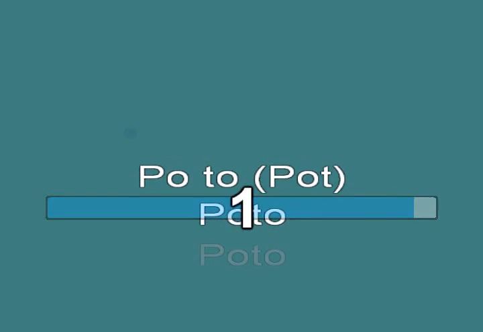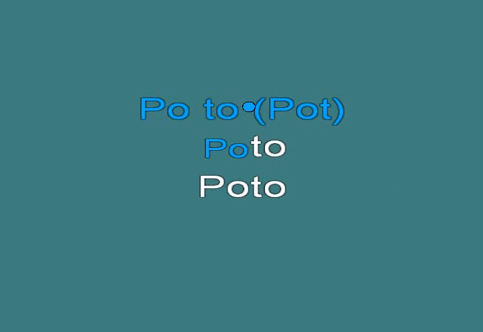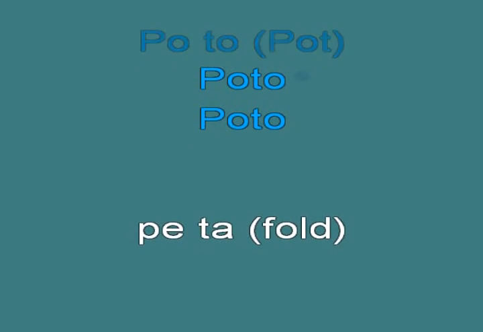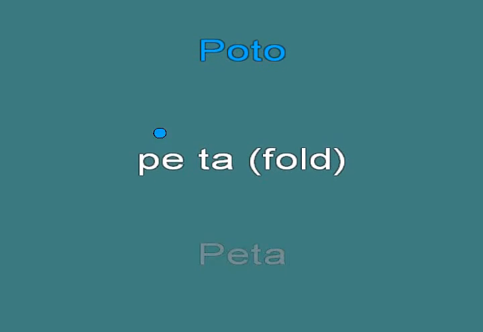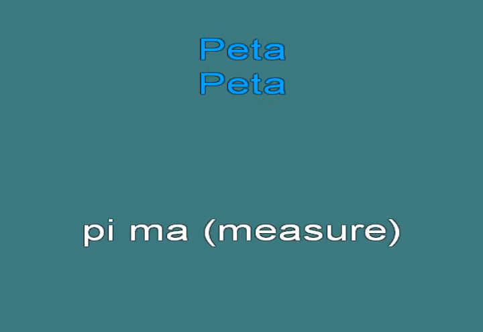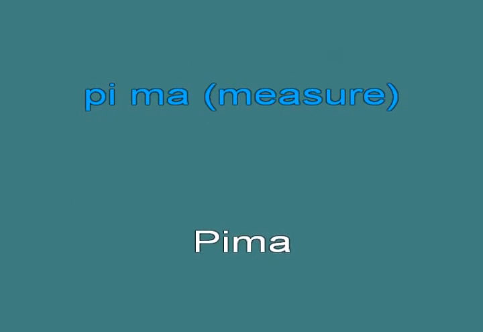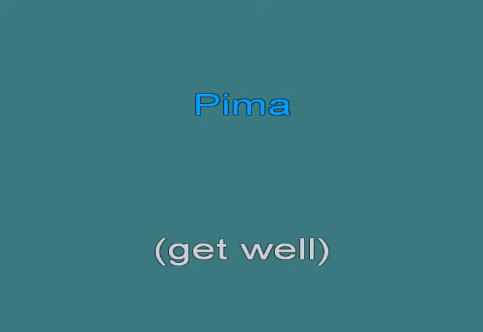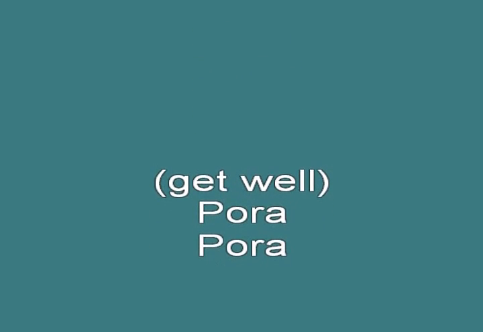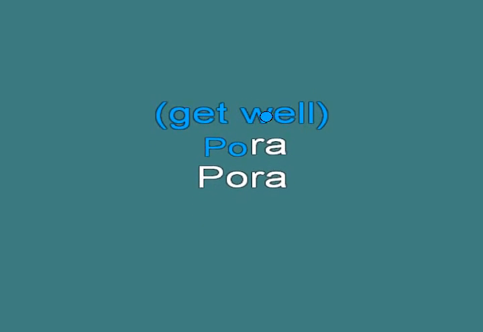And then we have a pot. In Shona, poto. We have peta, to fold something. Fold it for me. Peta. And then you want someone to measure something. Pima. Grab a tape measure, and then you measure. Pima. And then you telling somebody to get well. Pora.